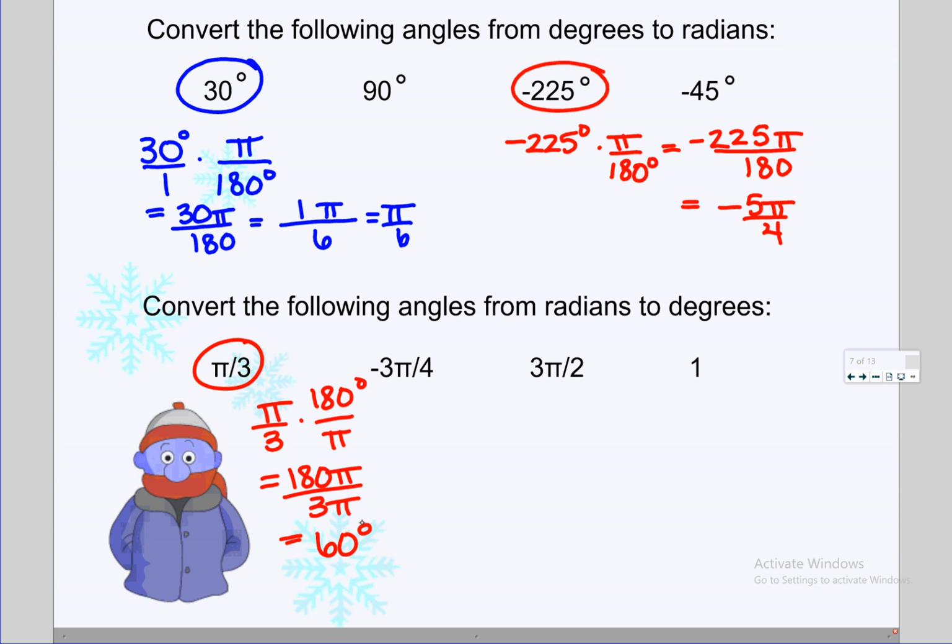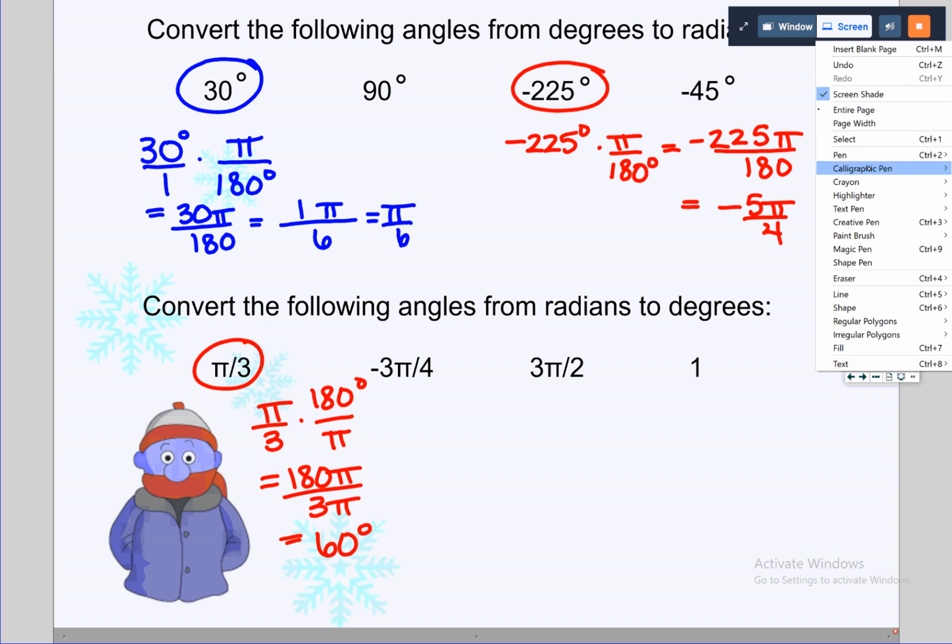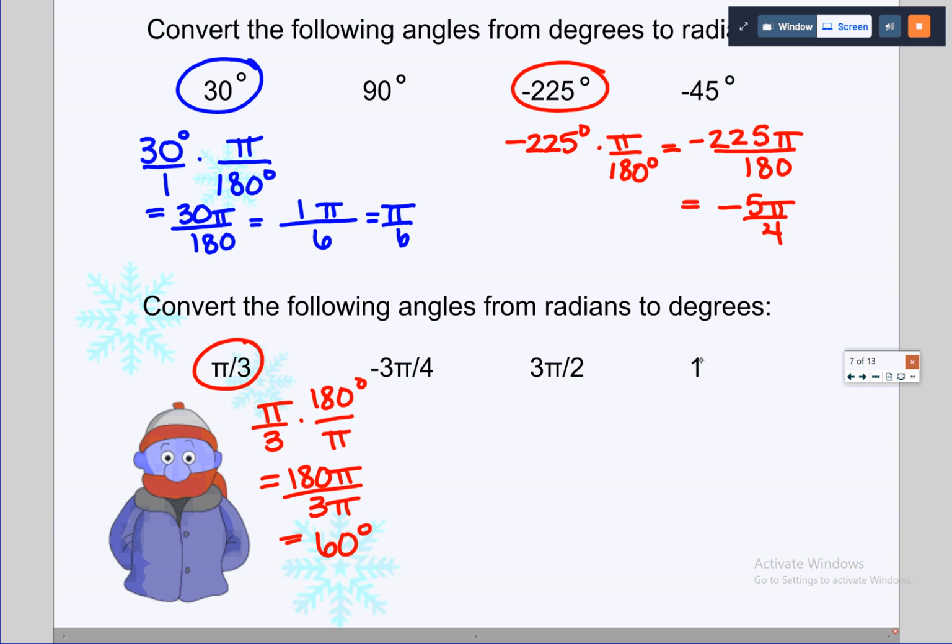Okay. Last one, let's convert 1. If you don't see a degree symbol, you are to assume that something is a radian. So that 1 means 1 radian. Doesn't always have to have a pi in it. Because it's a radian, we multiply by 180 over pi.